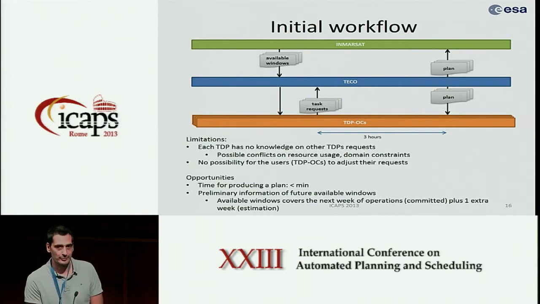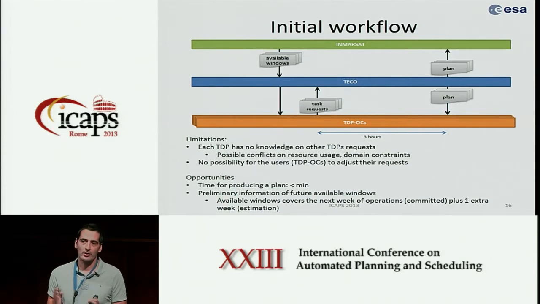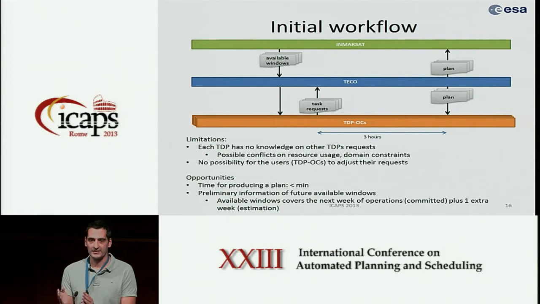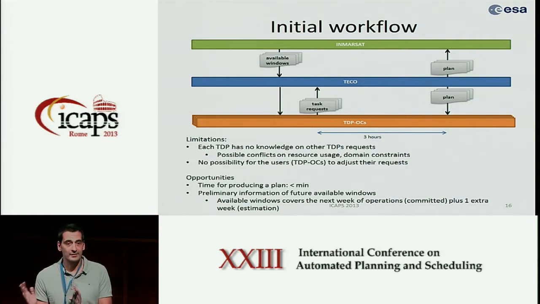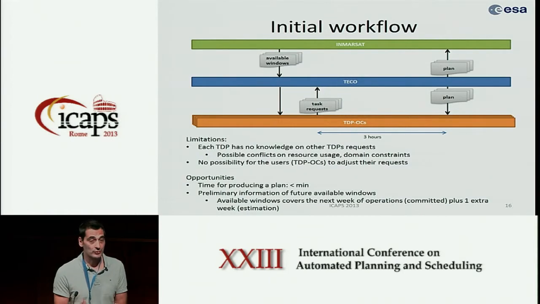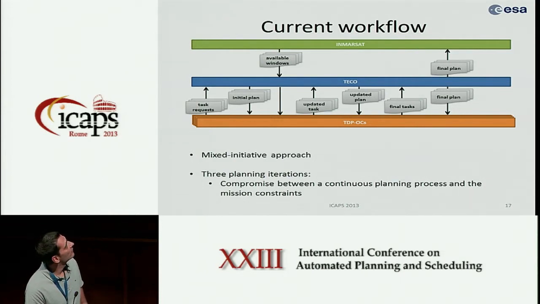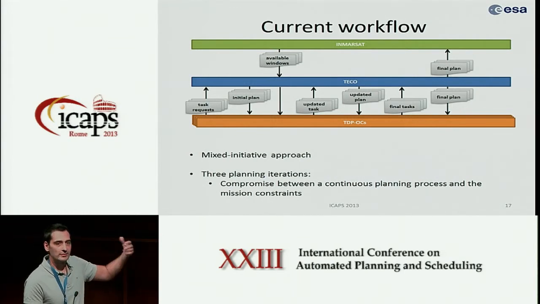We don't need 3 hours for producing a plan, or a schedule if you want, obviously. And also, another bit of information that was not known at the beginning was that the windows they were submitting were not covering only 1 week, they were covering actually 3 weeks. They are committing only on the first week, but on the second and third week, they have roughly 90% commitment. So you can actually plan considering that information. So that's why we propose to change the workflow, adding more iterations, and so to have a more mixed initiative approach.